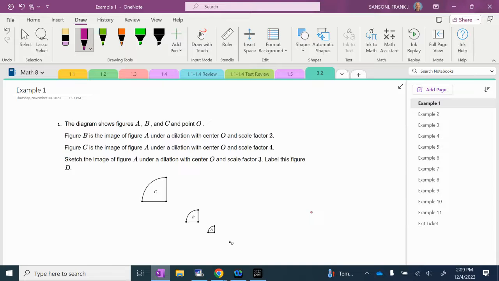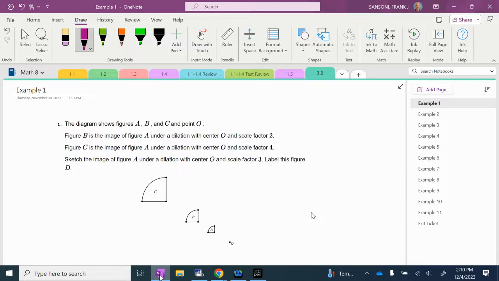So last book we did translations, reflections, and rotations. The size never changed, the shape never changed, and those were all rigid motions. Now we're doing dilations where the size will change. If it gets larger, it's an enlargement. If it gets smaller, what do we call that? Reduction. I should have a reduction.